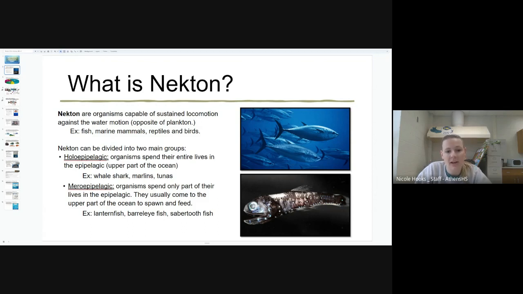And nekton is divided into two major groups, holoepipelagic and meroepipelagic. Mero being part of the time, just like when we talked about meroplankton, they live in the epipelagic part of the time, not all of their life. So they go up and down. They go down to the deep and come up. They come up usually to spawn, sometimes to feed. It just depends. And then holoepipelagic is the upper part of the ocean where they live their entire lives.